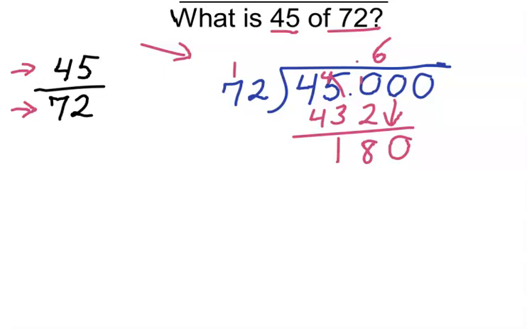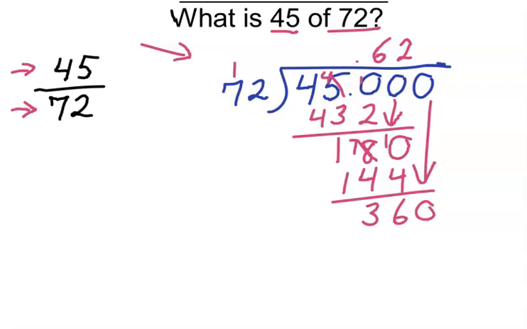Okay, how many times does 72 go into 180? I might say 2 times because 7 times 2 is 14, but 7 times 3 is 21. That'd be too many. So 2 times 2 is 4. 2 times 7 is 14. I'm going to have to borrow from this 8 to make this a 10. 10 minus 4 is 6. 7 minus 4 is 3. Bring down the 0.